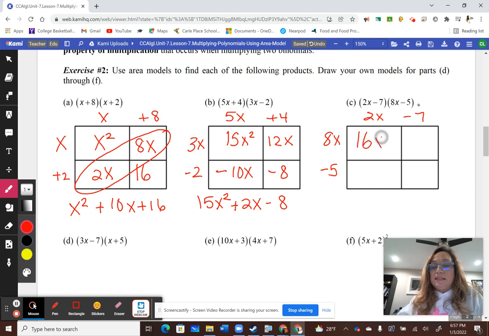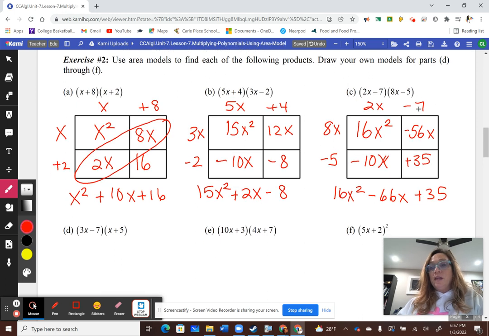2 times 8 is 16. 8 times 7 is 56. 2 times 5 is 10. 7 times 5 is 35. And that's a negative times a negative is a positive. So I have 16x squared minus 66x. Same signs, find the sum, plus 35.